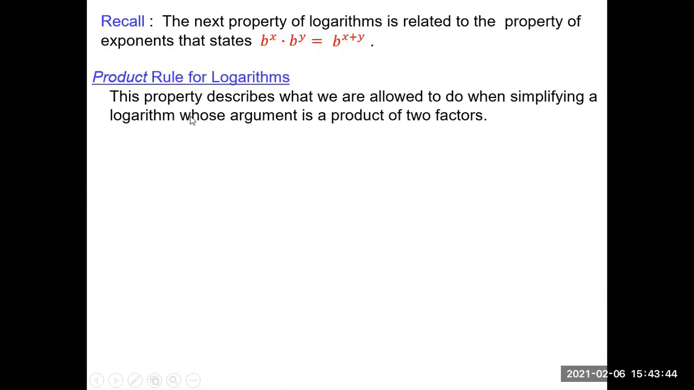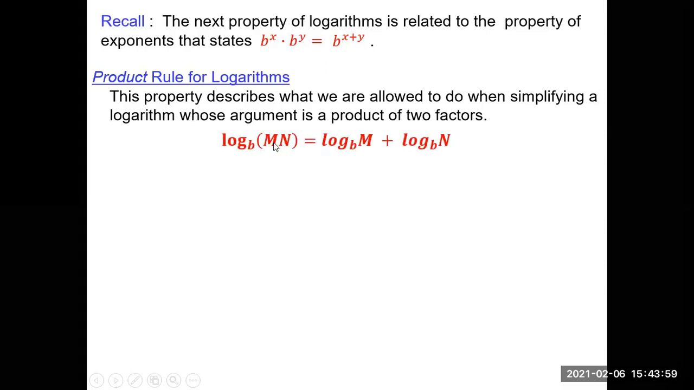Well, it turns out that there's a product rule for logarithms as well. So the property that we're going to look at is going to be very similar to the property of exponentials. But what this is telling us is that if the argument is ever a product of 2 different factors, I could separate this into two separate logarithms by addition.